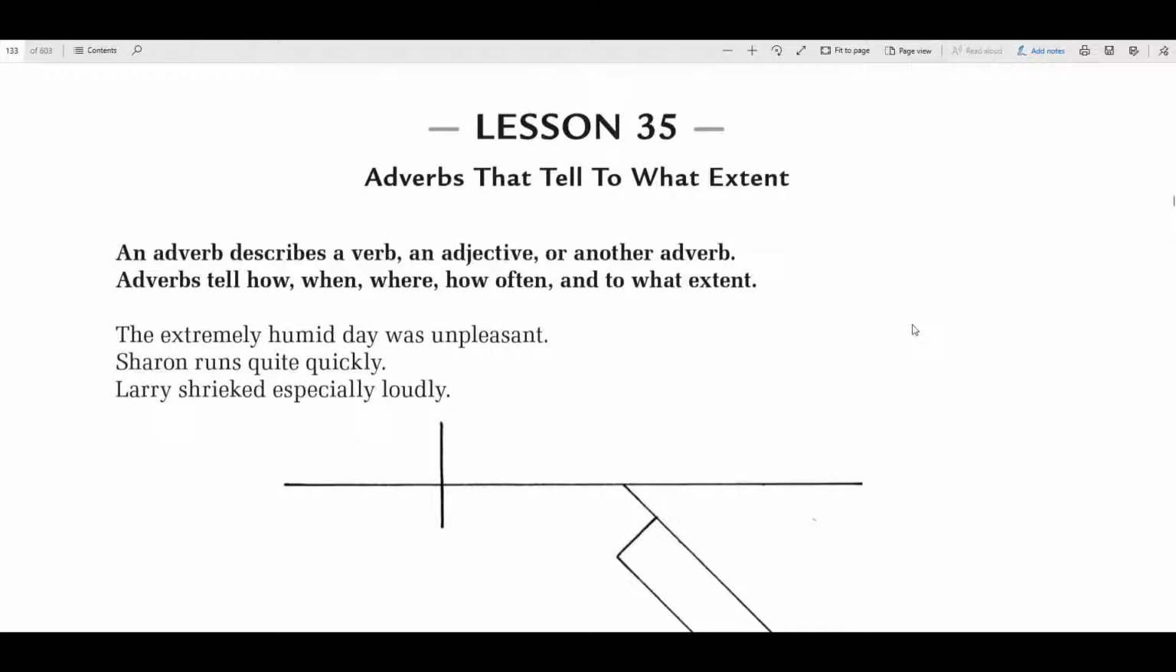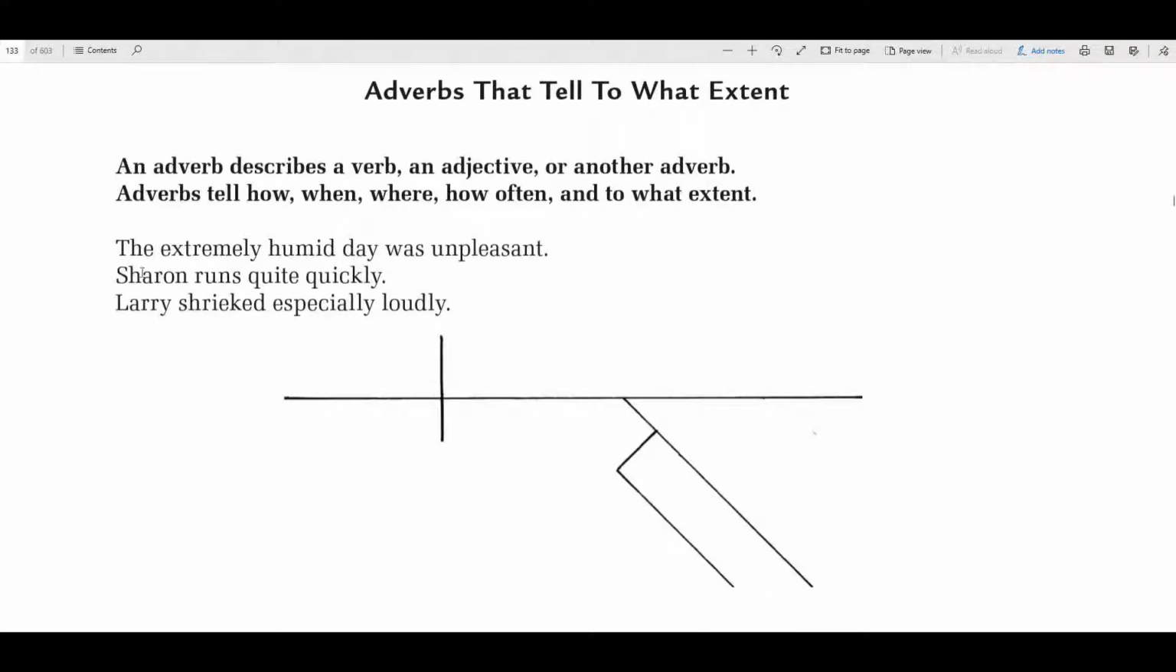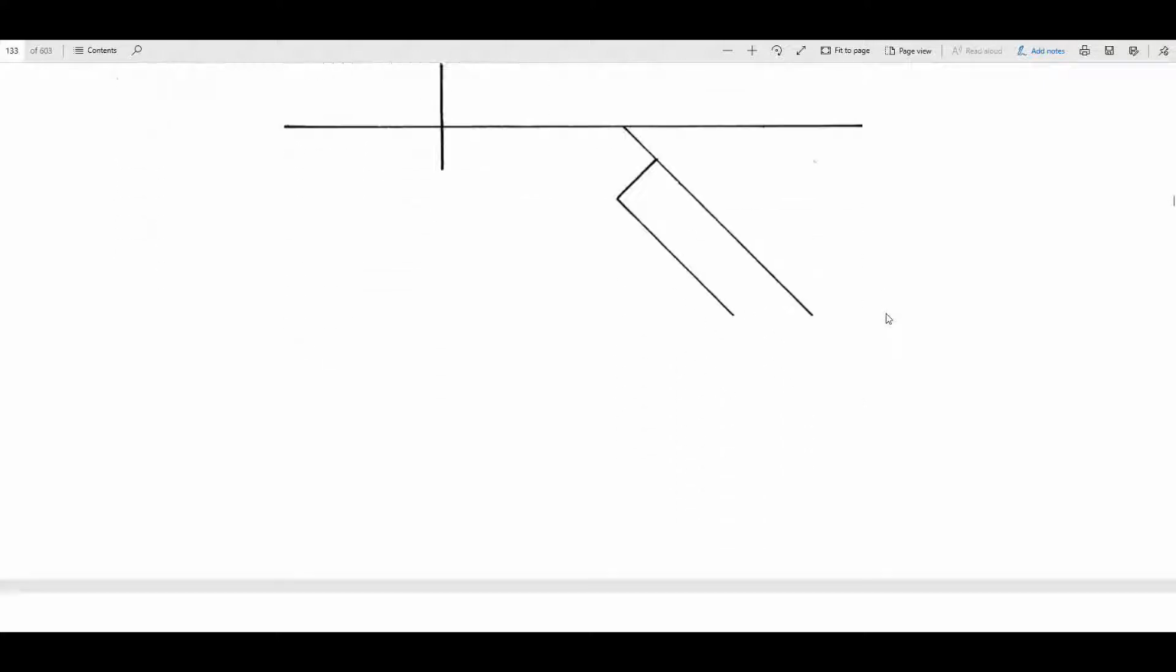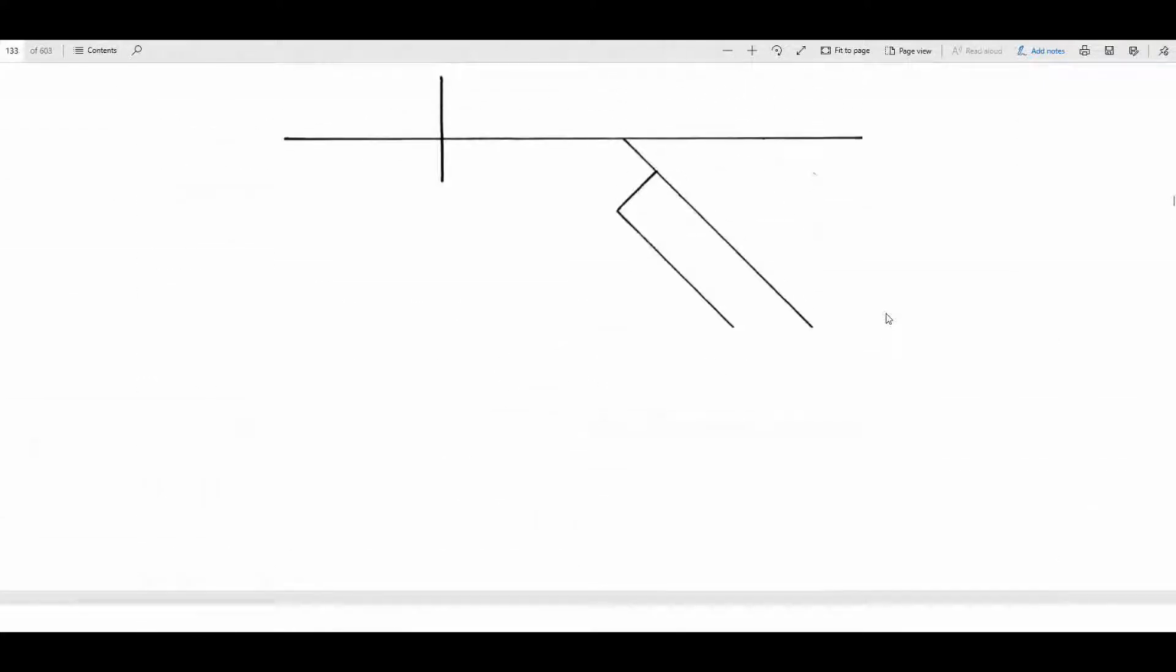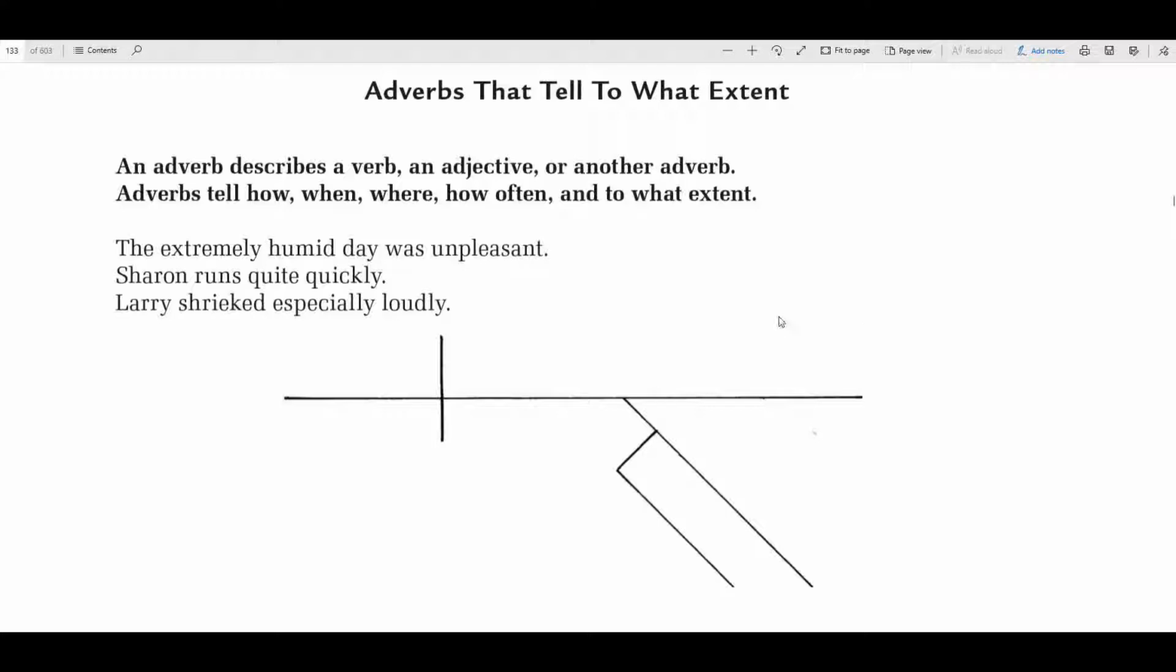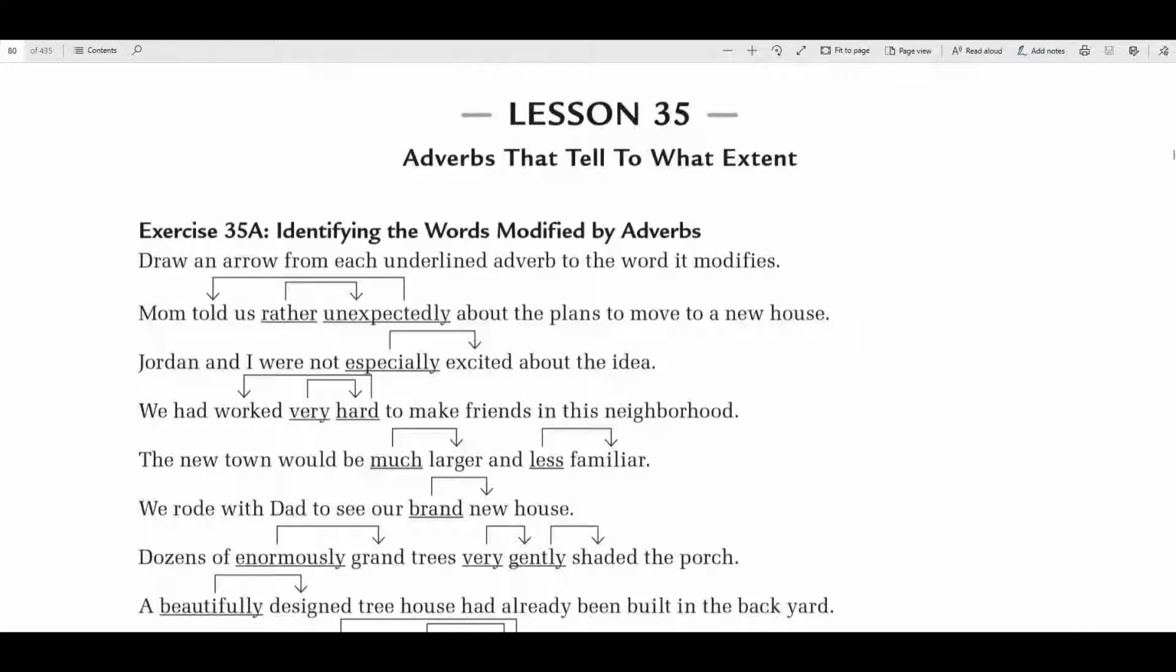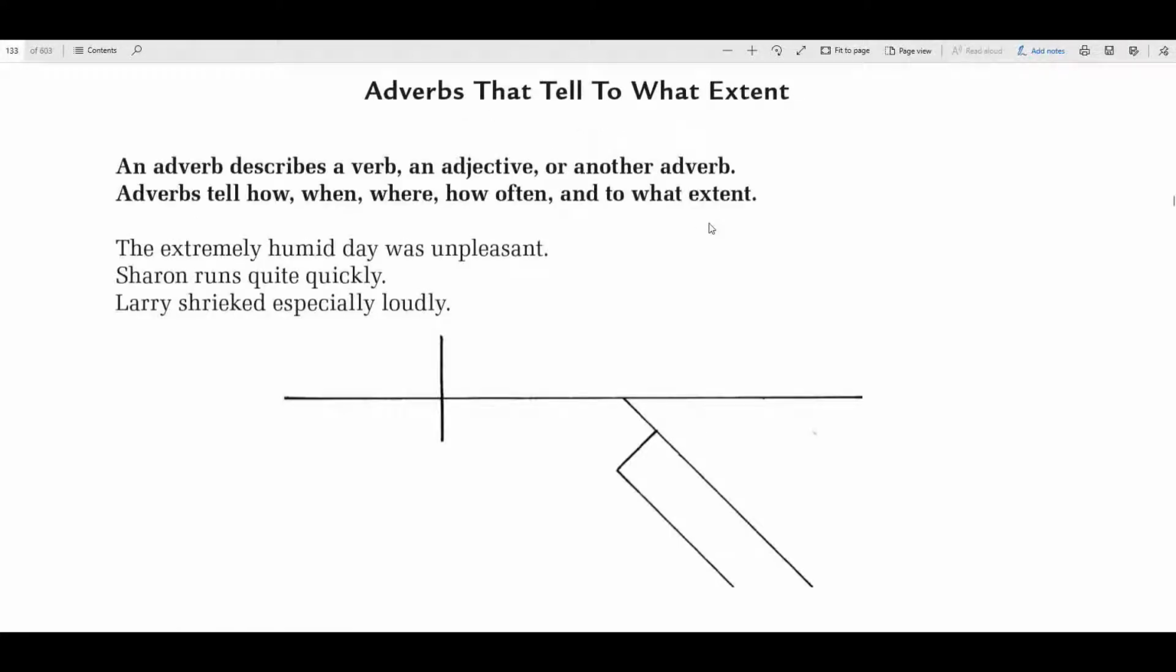Now, here's a couple of sentences here. The extremely humid day was unpleasant. Sharon runs quite quickly. Larry shrieked especially loudly. So, I'm guessing they're wanting us to diagram a sentence, but I don't know which one. So, yeah, that doesn't tell me. Okay, so let's figure out which one it is. I guess we could do that. Okay, maybe this one.